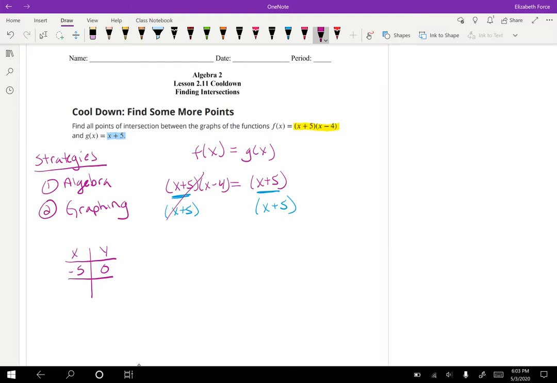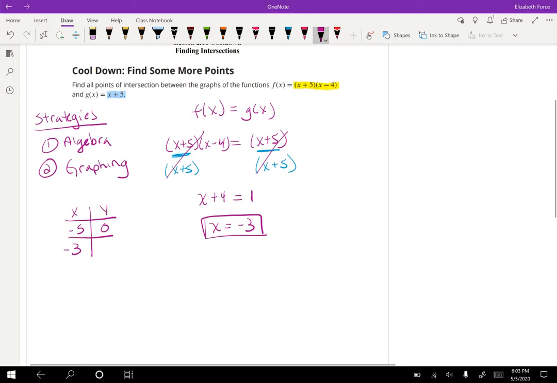1 times anything is just itself, plus 4. This divided by itself also creates a 1 on that side. So what number plus 4 gives you a 1? It has to be -3, right? Because -3 plus 4 is a positive 1. So -3 is another point of intersection.